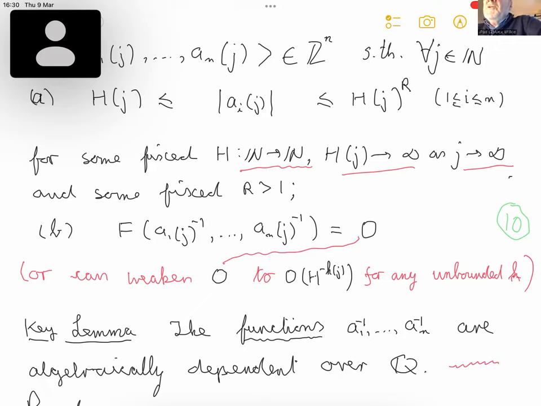weaken the assumption to it just being O of h to the minus hj, where little h is a function going to infinity as j goes to infinity, any function going to infinity as j goes to infinity. We want to show, no matter how slowly, that if f at these points has this order of magnitude, doesn't have to be zero, then we can deduce something we want, which I'll state in a minute.